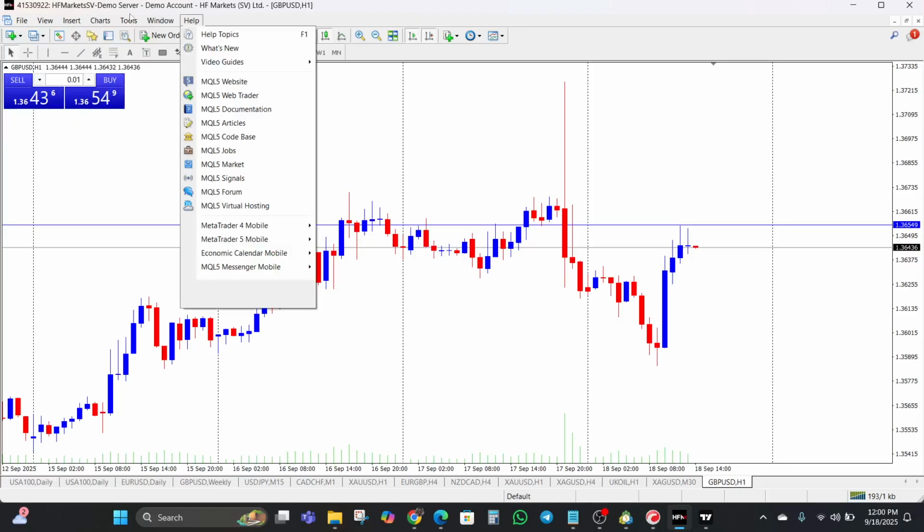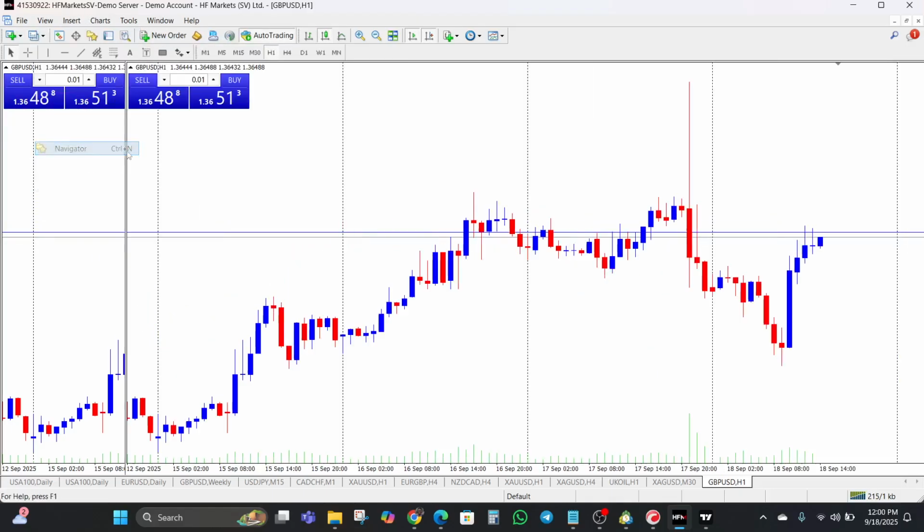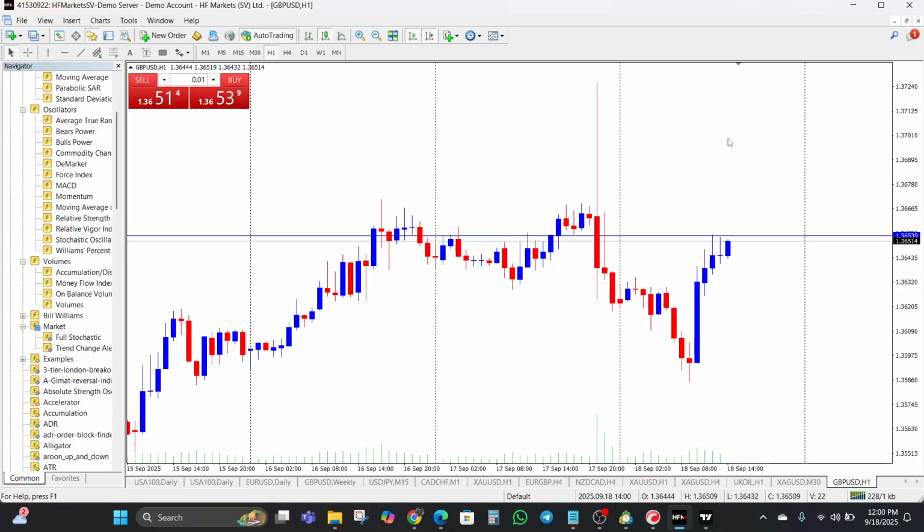it has a massive online community, and community sharing tools and templates. So MT4 is lightweight, it works on almost any device, and it continues to be the first choice for many traders starting out or sticking to what works.